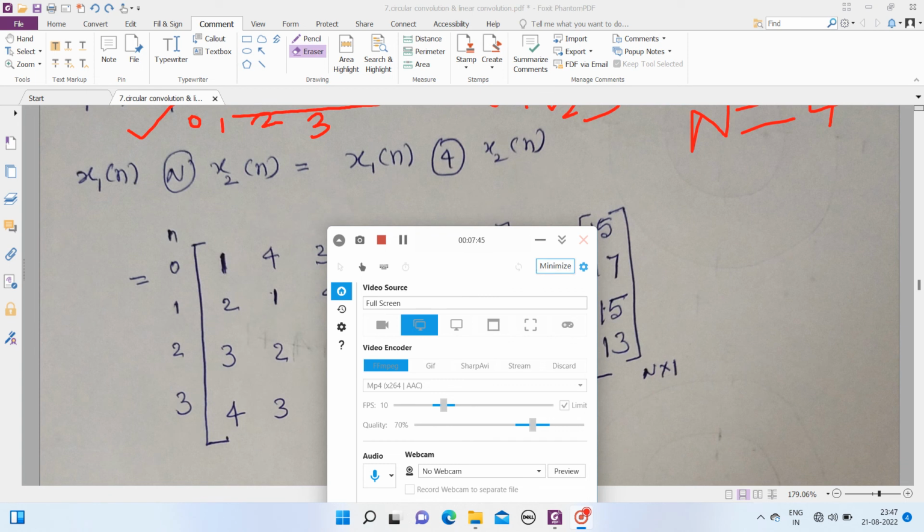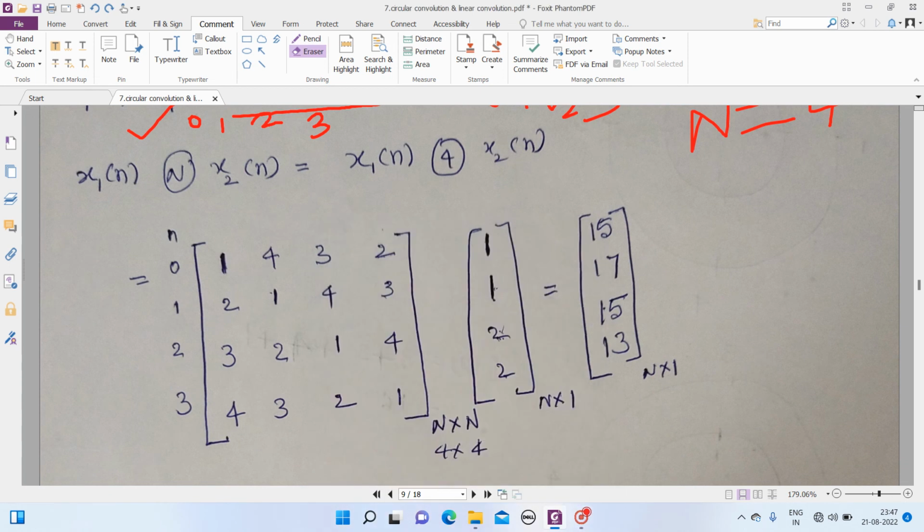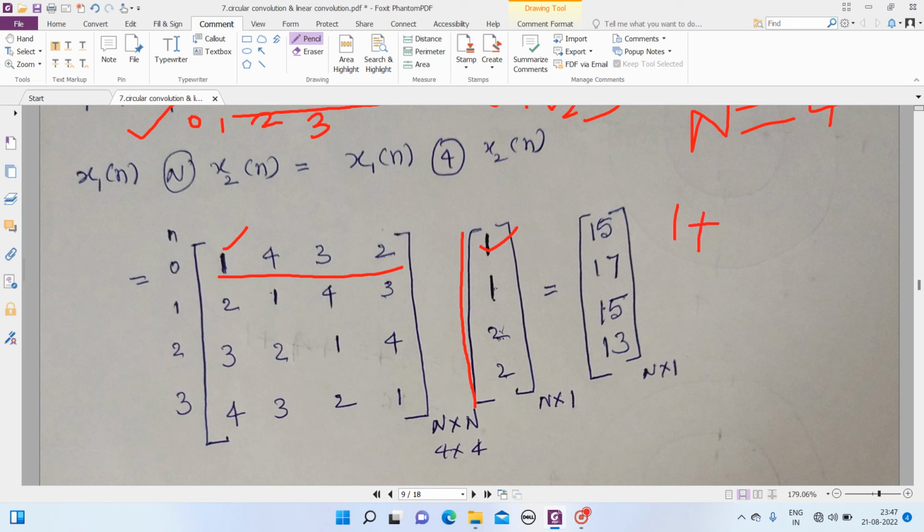See here how to solve this matrix. Okay, we have to take this first row and multiply it with this column. You see here, 1 into 1, 1 ones are 1, plus 4 ones are 4. So we have to multiply this 4 with this 1, 4 into 1, 4, right?